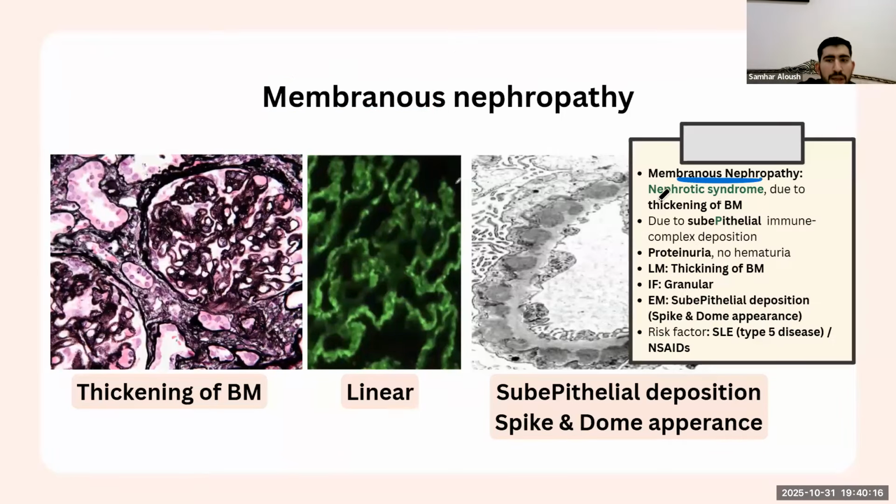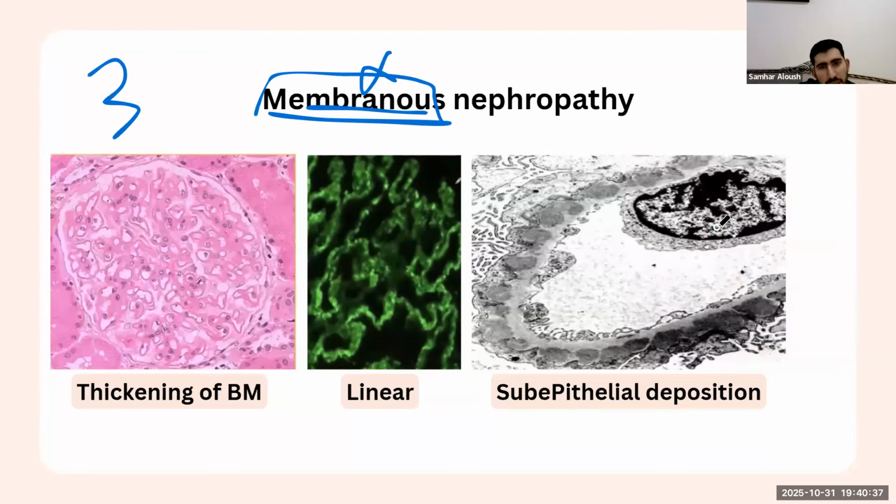So in membranous nephropathy, it's a nephrotic syndrome, meaning it will cause proteinuria. But why? What happens due to thickening of the basement membrane? Okay, so the basement membrane is thin, then it becomes thick. Why? What happens? It's due to subepithelial, epithelial immune complex deposition. So membranous nephropathy is a disease that causes thickening of the membrane due to subepithelial immune complex deposition.